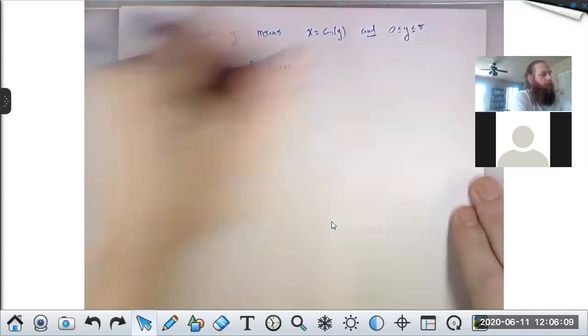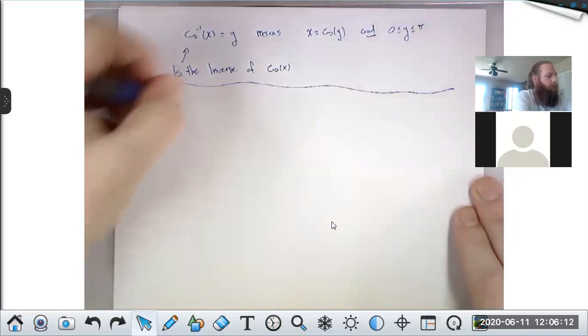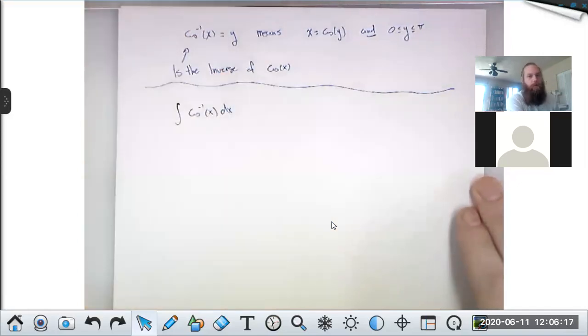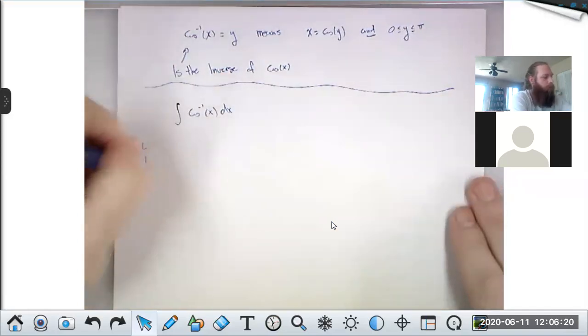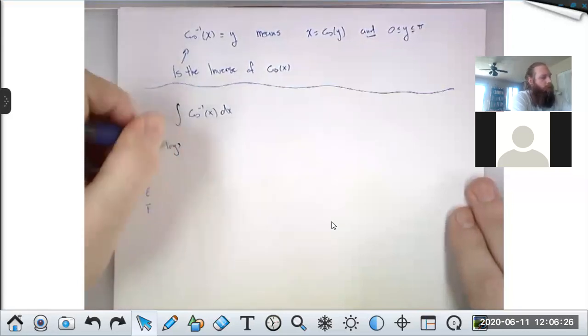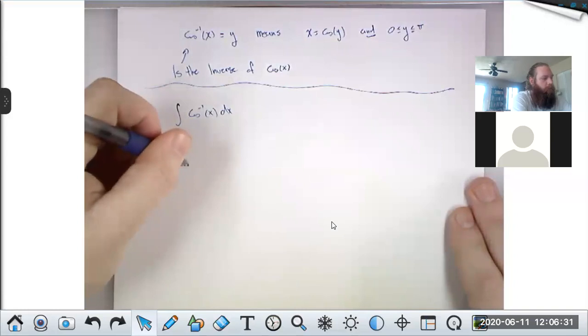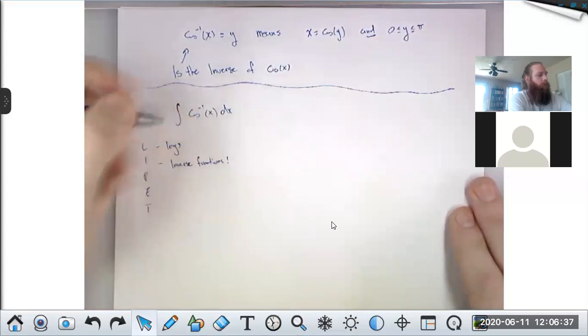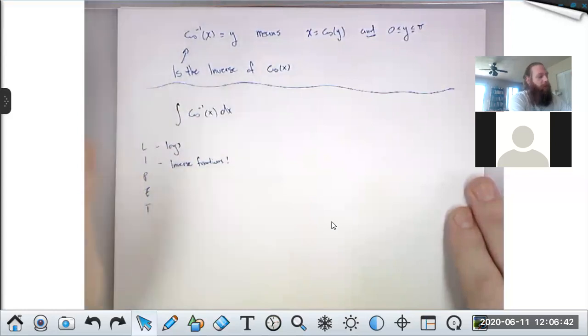So if you follow your LIPET rule, the problem in question there is to integrate the inverse cosine of x dx. If you follow your LIPET rule, it will tell you what to do. So we ask, are there any logs in this? There aren't. So we go on to the next one. Are there any inverse functions? Yeah, inverse cosine. So that means I'm going to get u to be the inverse cosine of x and dv to be everything else. That's how the LIPET thing works. It tells you how to pick u, and then dv is always whatever is left over.